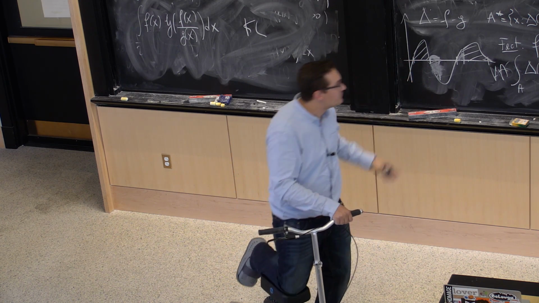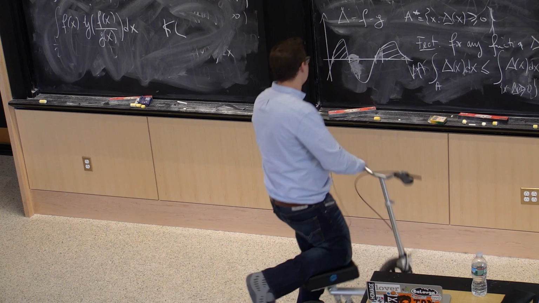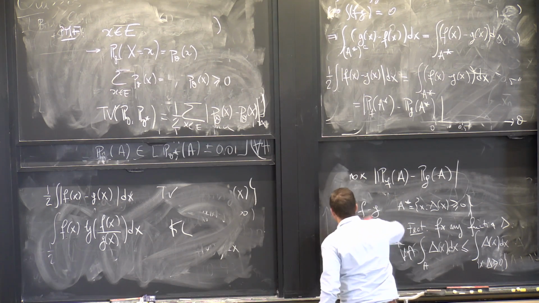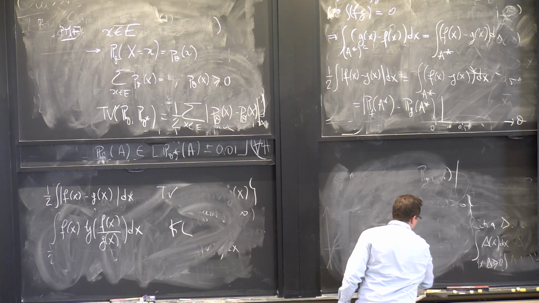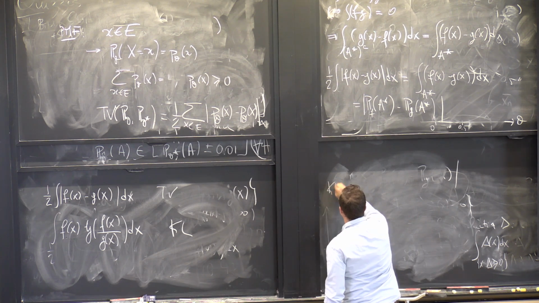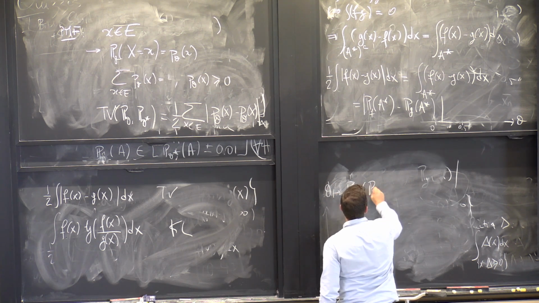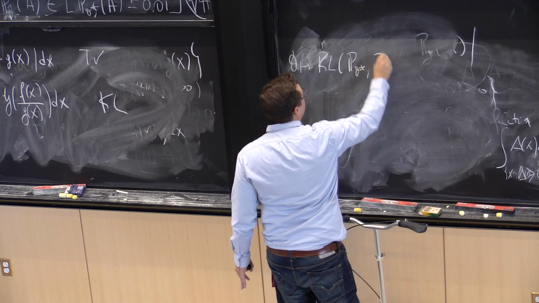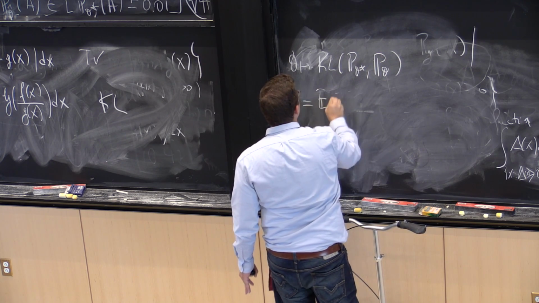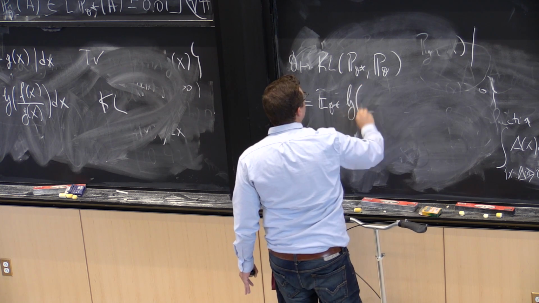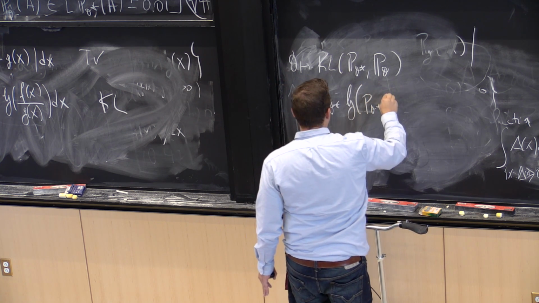So if I look at this function, theta maps to KL of p theta star and p theta, it's of the form expectation with respect to theta star of log of p theta star of x.